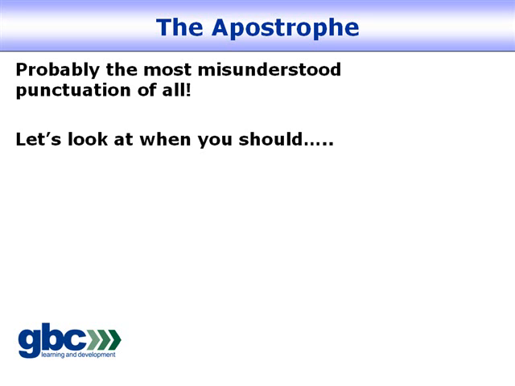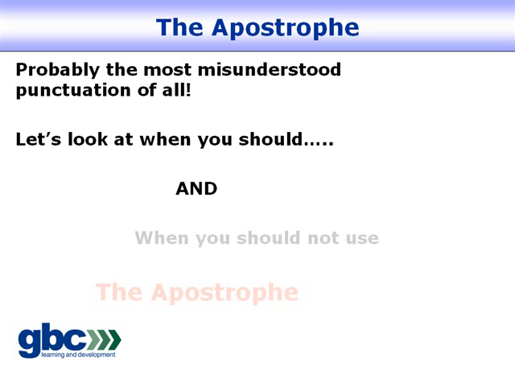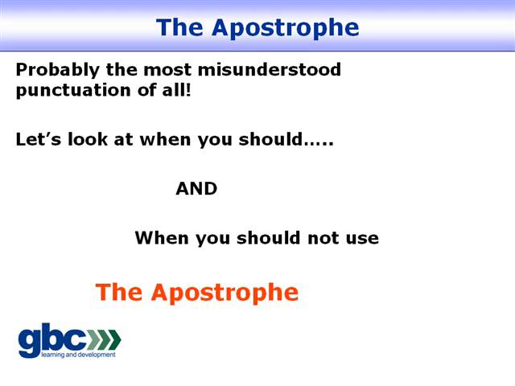We're going to be having a look at the apostrophe, probably the most misunderstood punctuation of all. So let's look at when you should and when you should not use the apostrophe. Look at the little example on the side. There's a red mark in between the M and the S, and that's what we're talking about, the apostrophe.